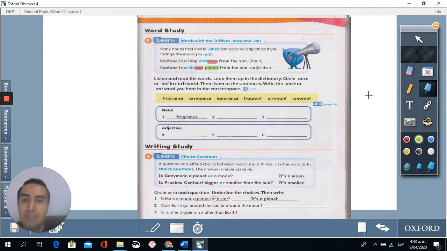So it says, listen and read the words. Look them up in the dictionary. That's why I added the pages of the dictionary of the book with these pages of the study guide of this week. I'm going to mark this, circle ance. I insist we're going to circle ance, or if it's different, you're going to circle ant in each word. Which words? The words that are in this yellow box. Then you're going to listen to the sentences. Write ance or ant word you hear in the correct space.